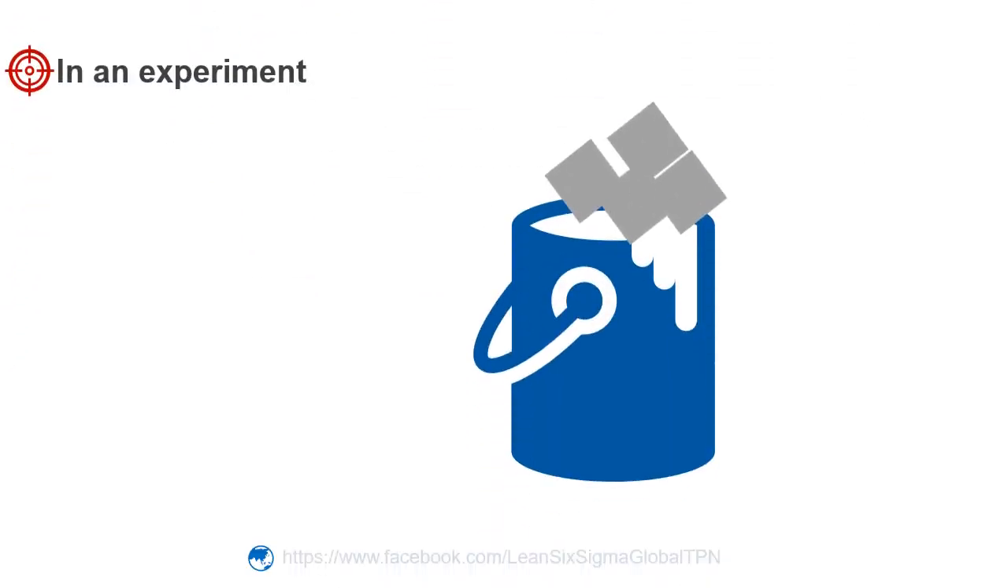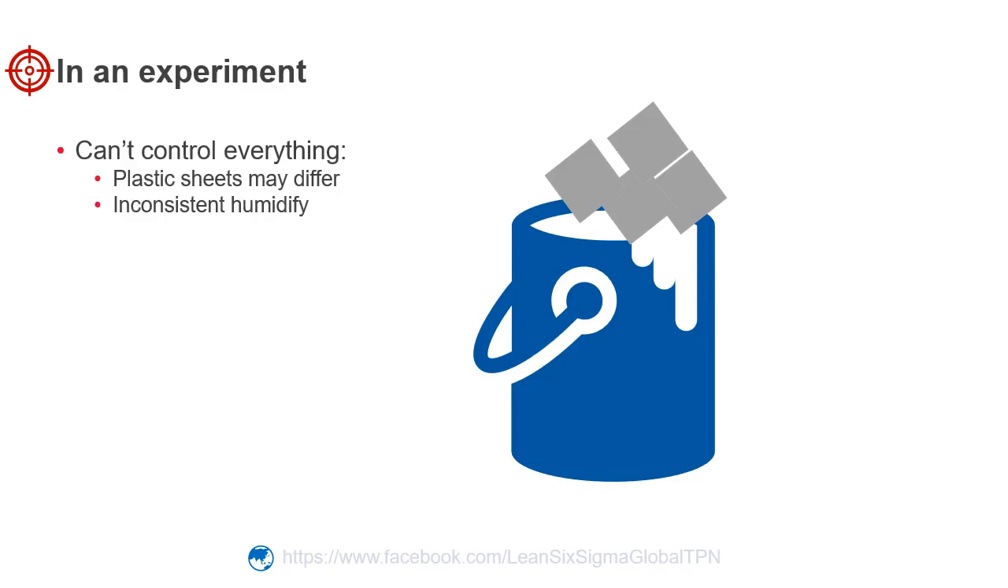But the engineers can't control everything. Differences that are unknown to them are sure to exist in the experimental setting. For example, plastic sheets may differ, humidity may rise or fall while the sheets are being coated. Conditions may vary depending on where a sheet is placed within the chamber that simulates extreme weather conditions. The engineers don't want to conclude that these or other differences are due to differences in the two formulas.